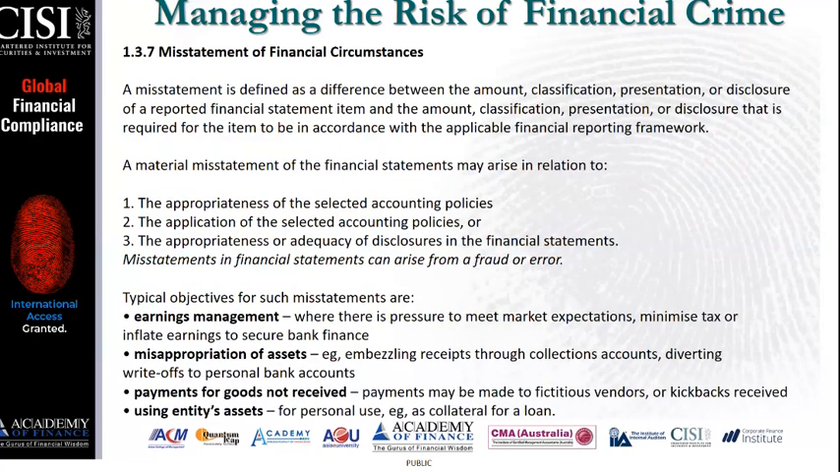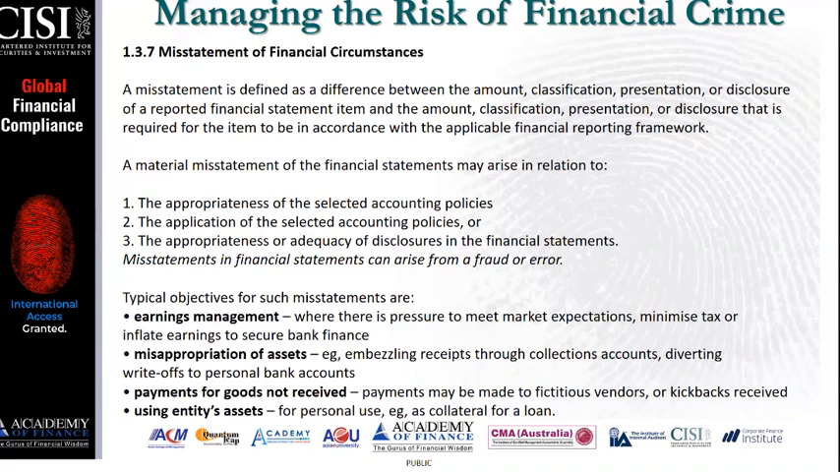So moving on to another type of crime, misstatement of financial circumstances. So misstatement is a type of accounting fraud, right? So accountants say it's cooking the books or whichever term they use. So misstatement is defined as the difference between the amount, classification, presentation, or disclosure of a reported financial statement item and the amount, classification, presentation, or disclosure that is required for the item to be in accordance with the financial reporting framework.